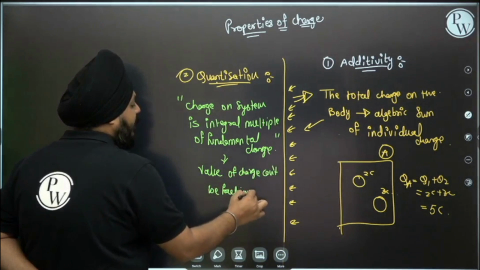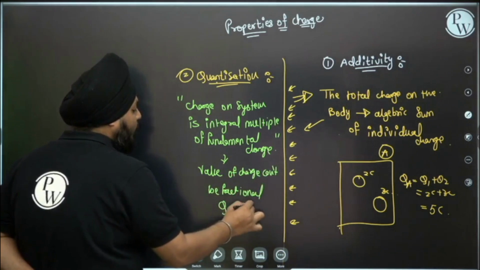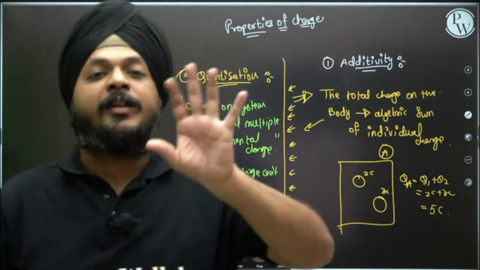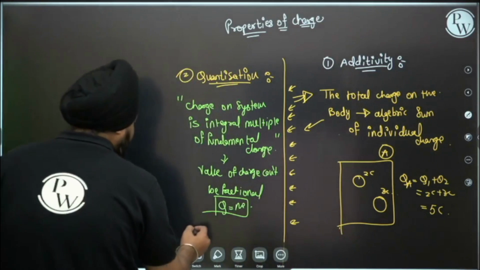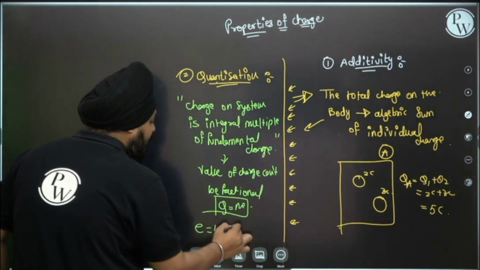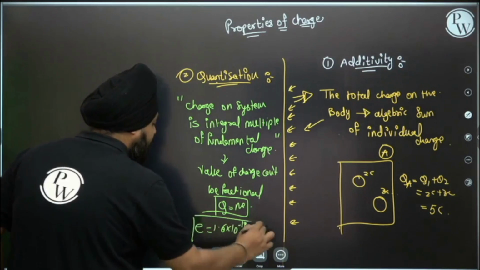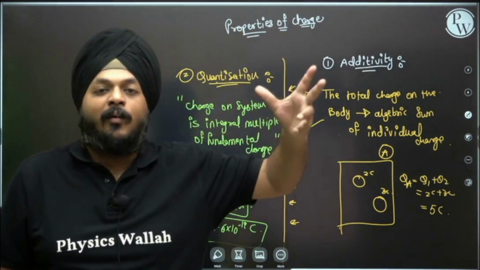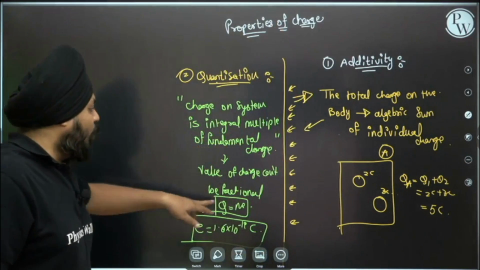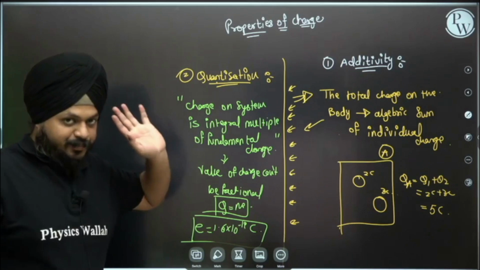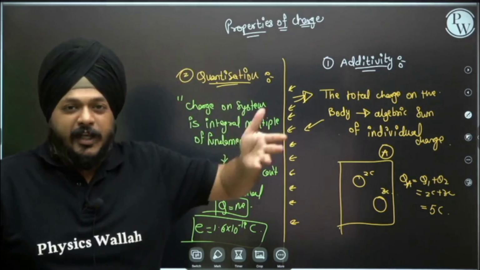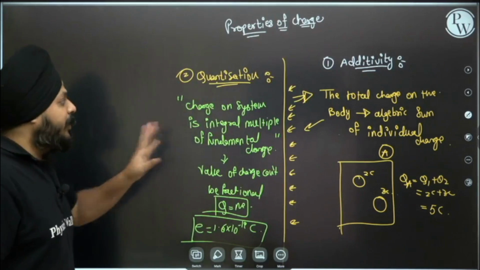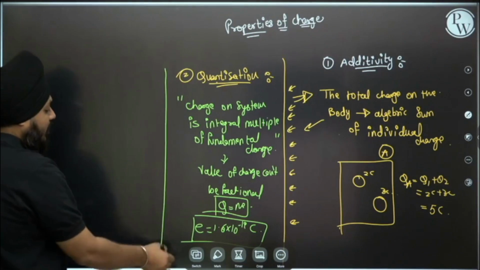Okay, the statement states that Q is equivalent to n times e, right? n can be a whole number. It can't be a fractional value. The value of e, that is the value of the fundamental charge, is 1.6 times 10 to the power minus 19 coulomb. The coulomb is the unit of charge, right? The value of this n can't be fractional. It should be a multiple of e only, 2e, 3e, 4e, minus 5e, minus 4e, whatever. But it should be a multiple of e, that is quantization.